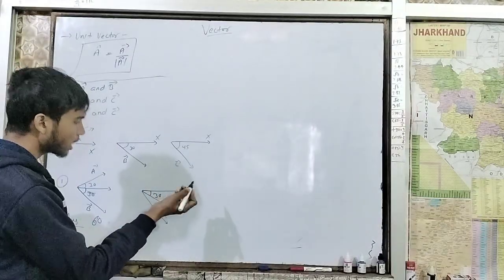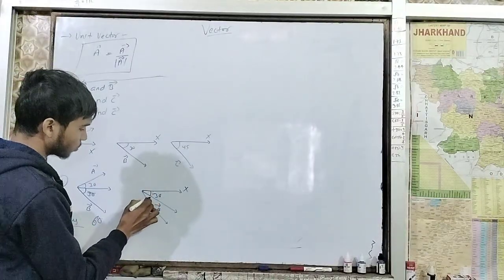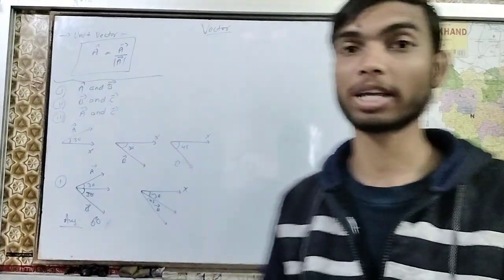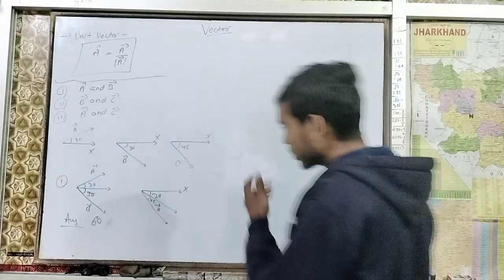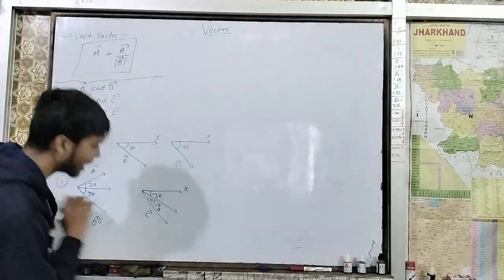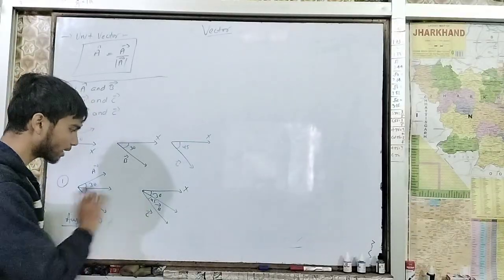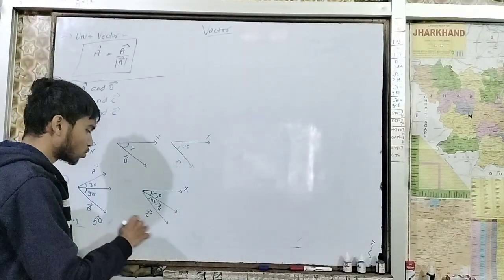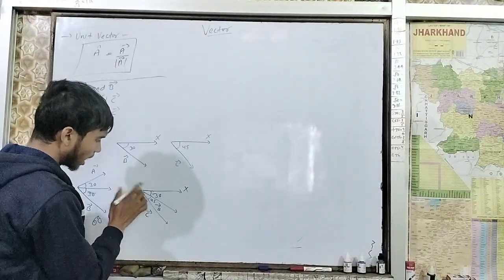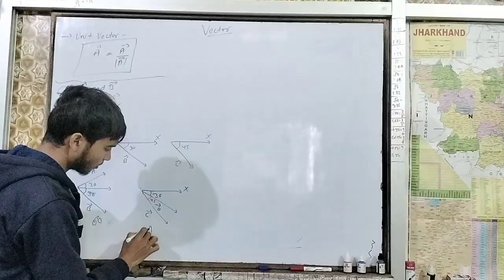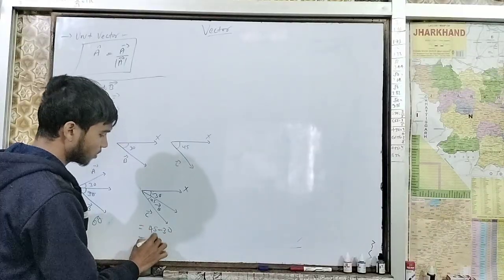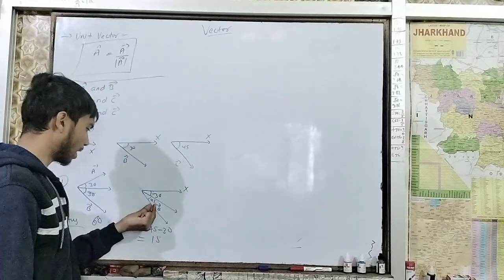Angle from the x coordinate is how much? 45. So here, if you want to find the angle between B and C, how to find it? You just subtract 45 minus 30, which gives you 15 degree. So 15 degree is a part of this rotation.